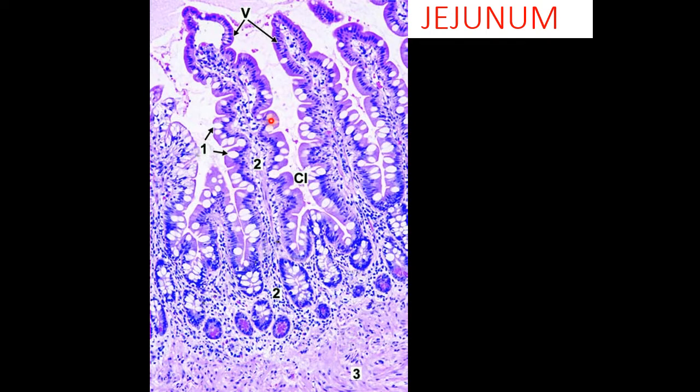Next part is jejunum. Jejunum has tongue-shaped villi. So the mucosa converts into folds, and these folds are called villi. These villi are tongue-shaped, and the goblet cells can be seen, and the intestinal glands can be seen in the lamina propria. So these are the identification points of the jejunum.